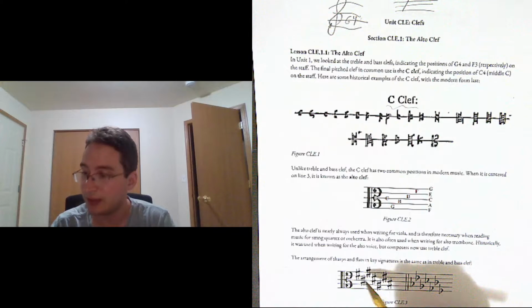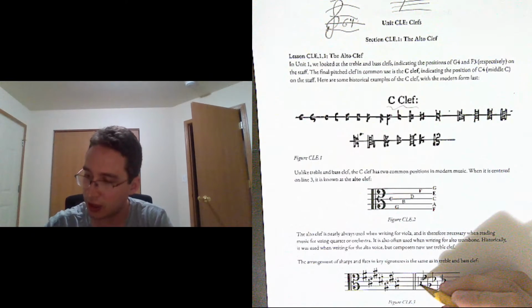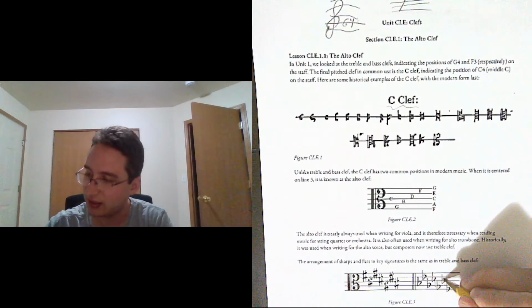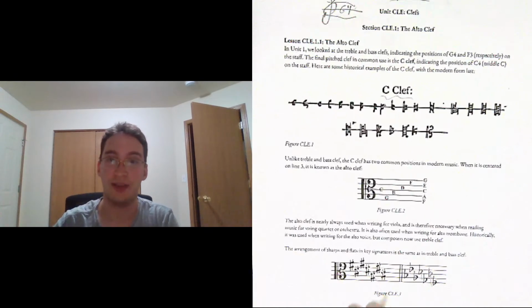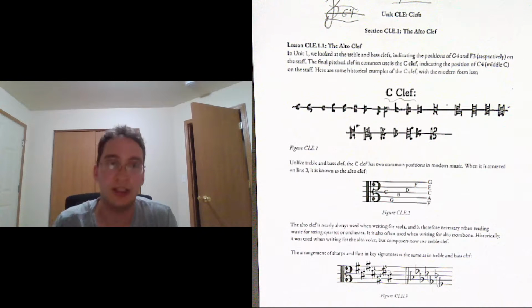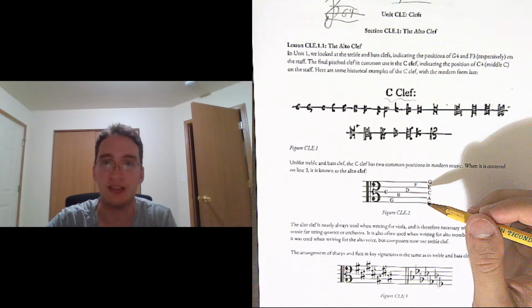The arrangement of sharps and flats is the same as treble and bass, so you have the 2, 3, 2 of the sharps and the alternating flats. And that's all the information I have about the alto clef. Really, like treble and bass, you just need to spend time remembering where the lines and spaces are.